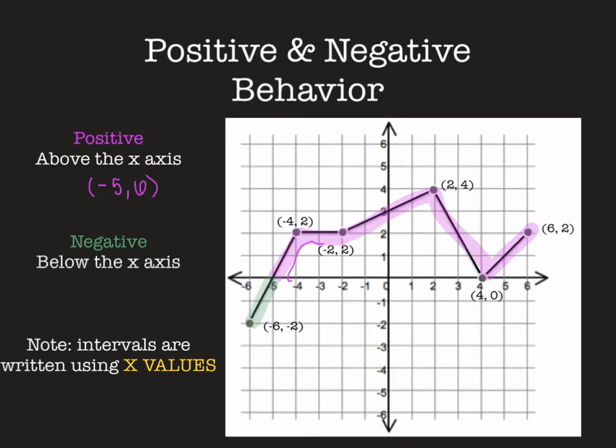And then we can do the same thing for our negative. We can say, okay, it's between -6 and -5. We're going to have a negative value, right, below the x-axis.